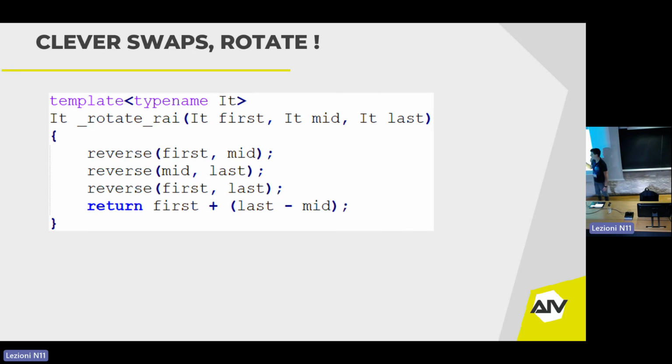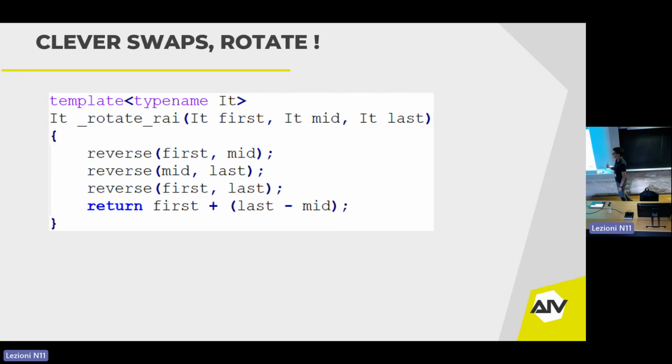Now we want to return where the first elements end up being. So what we do is first plus last minus mid. Now we have seen reverse, and we've seen that reverse requires a bidirectional iterator because it was going forward by 1 and backwards by 1. So reverse is fine because random access iterators are more powerful than bidirectional, so we are good. Here we are exploiting random access iteration because we are incrementing an iterator by a value that could be greater than 1. Okay?